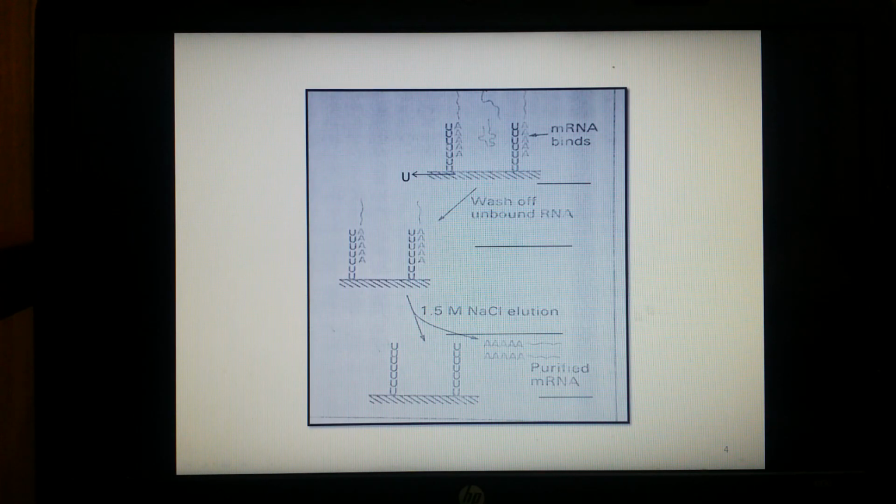Next, once this messenger RNA binds, you can separate it by washing with a high salt concentration solution. This high salt solution is basically 1.5 molar NaCl, and this NaCl destabilizes the base pairing between the solid matrix of uracil and this A. You can see here that when we use this, the messenger RNA gets separated, and you can get the messenger RNA in purified form. So this was all about the process of purification of messenger RNA.